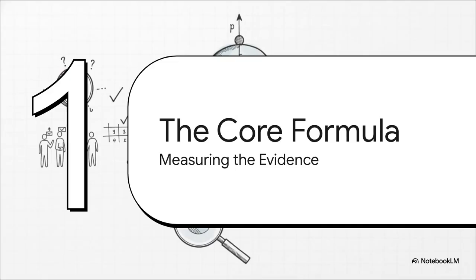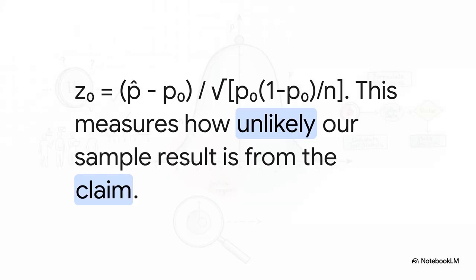All right, with the rules out of the way, it is time to bring out the main tool of our investigation. This is the formula that's going to help us calculate a single score that tells us exactly how surprising our evidence is. And here it is, the z-test statistic. Now, I know, it looks like a bit of alphabet soup, but don't let it scare you. The idea is actually super intuitive.